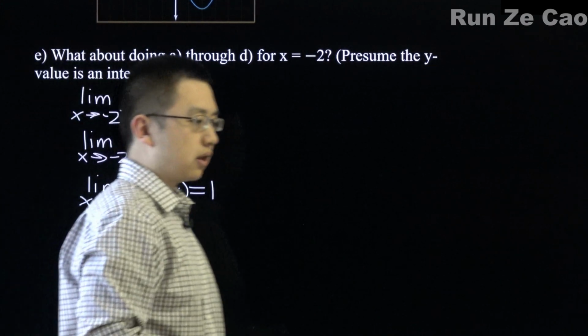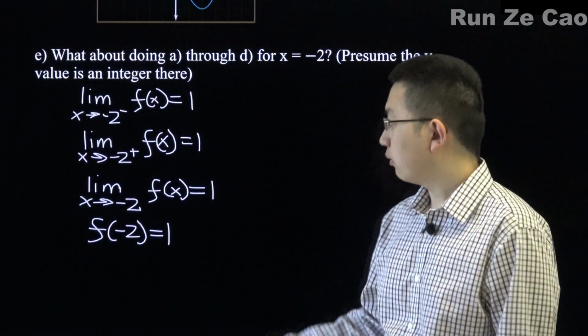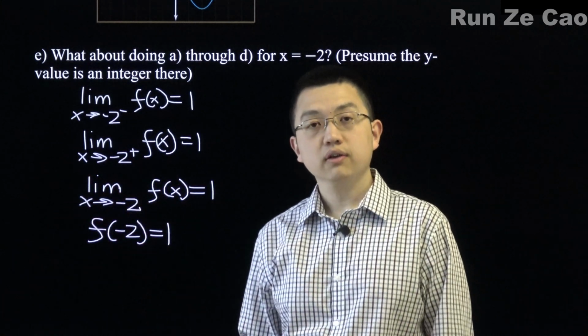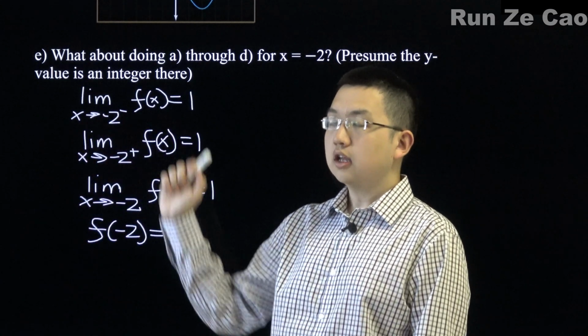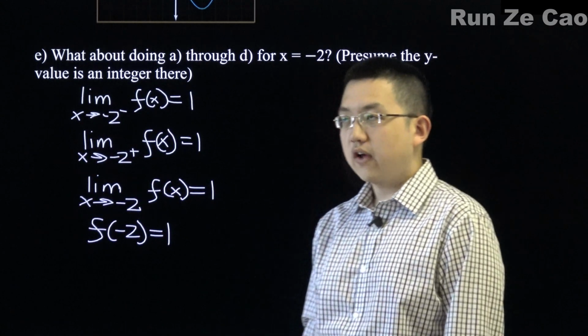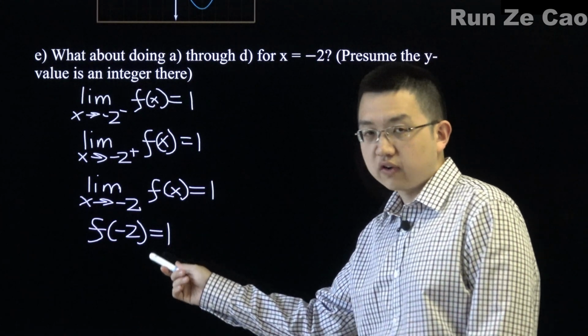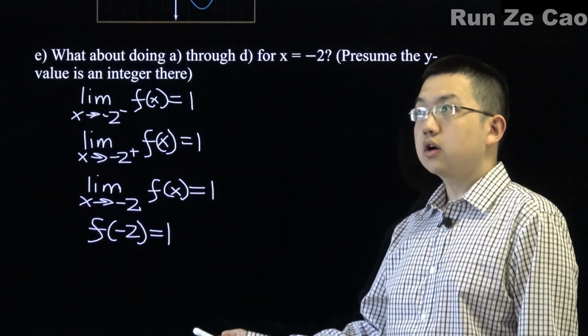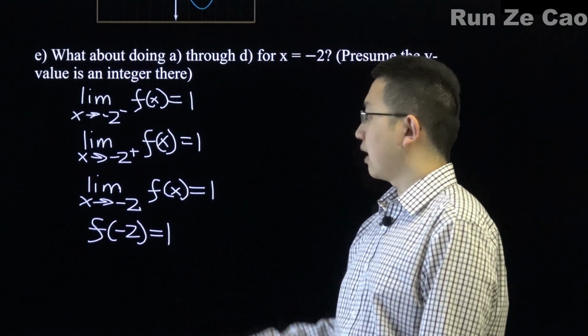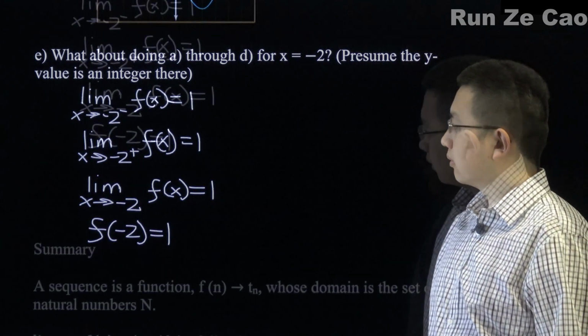So what do these things tell us? Or more specifically, what do these 2 points here tell us? That this is continuous. The fact that f of negative 2 is defined is kind of already a given by the fact that we have a defined value for this.